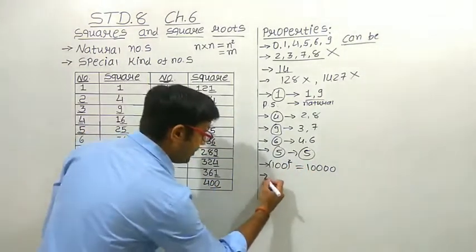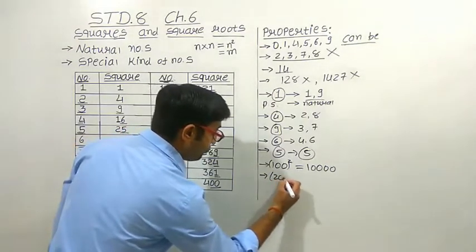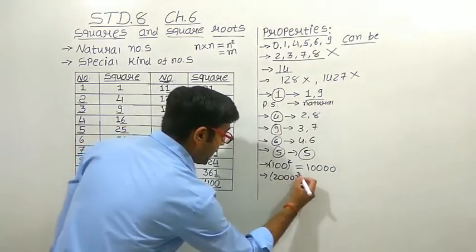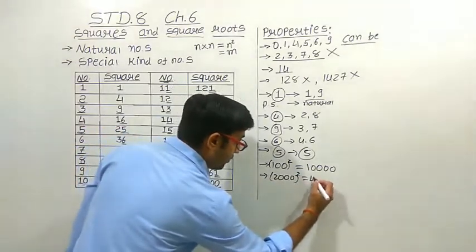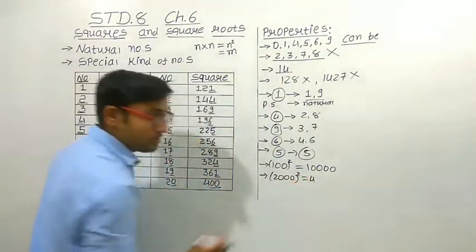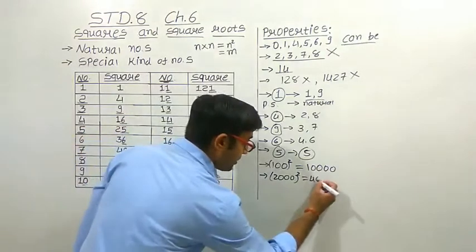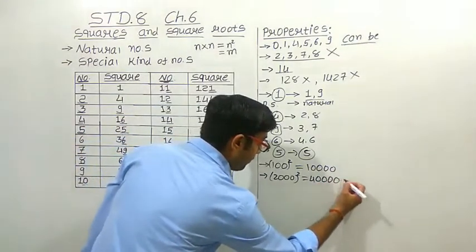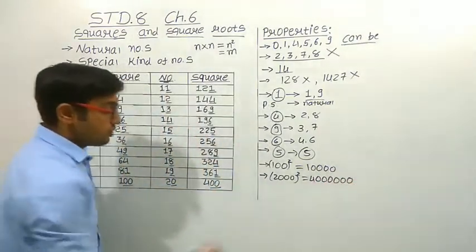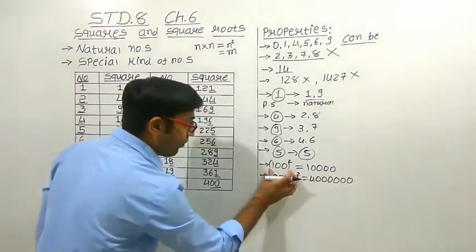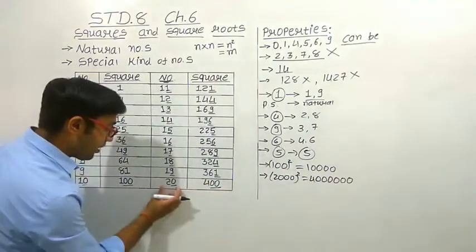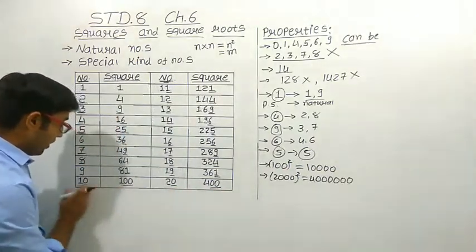In the same way, if we have 2,000 square, how can we find it? See, what is 2 square? 2 square is 4. How many zeros are here? 3. We have to put 6 zeros. 1, 2, 3, 4, 5, 6. So this is the square of 2000. This is the square of 100. This is the square of 20. And this is the square of 10.